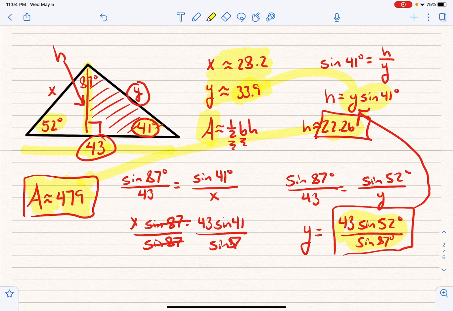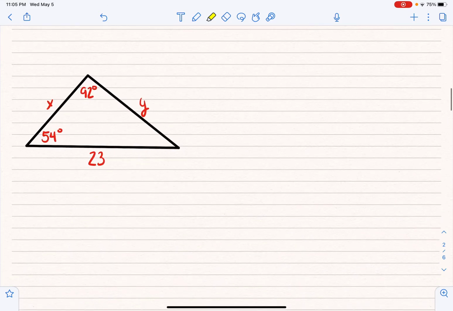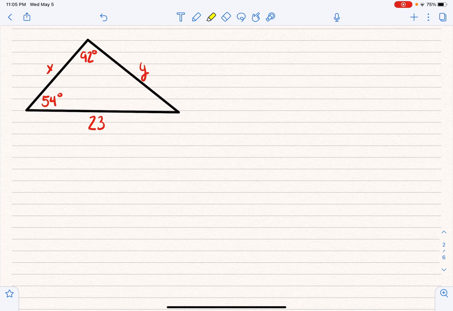All right, now that you've seen me do one, I'd like you to do one. So we're going to pause the video right here, and I want you to find x, y, and the area of this triangle.